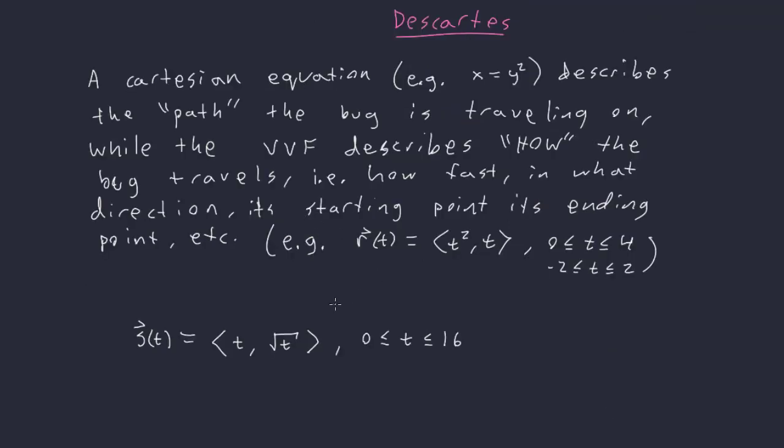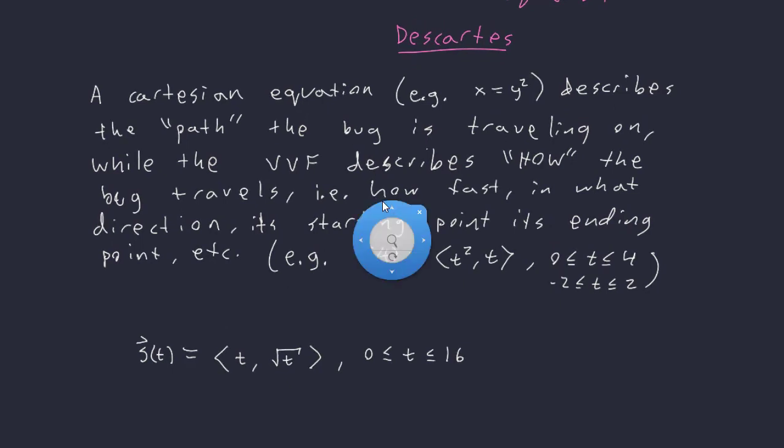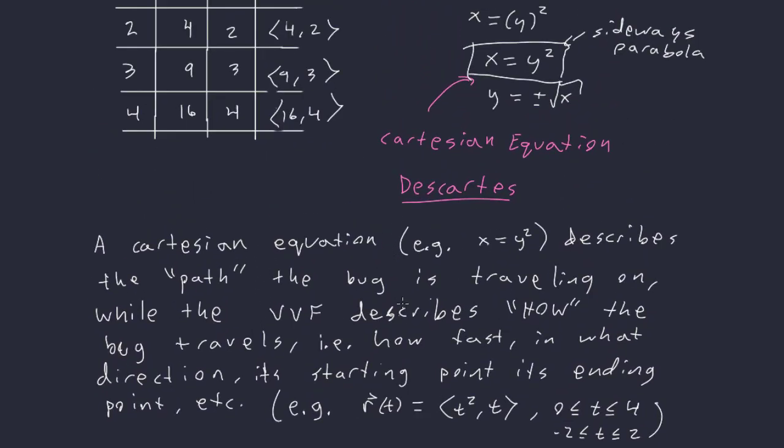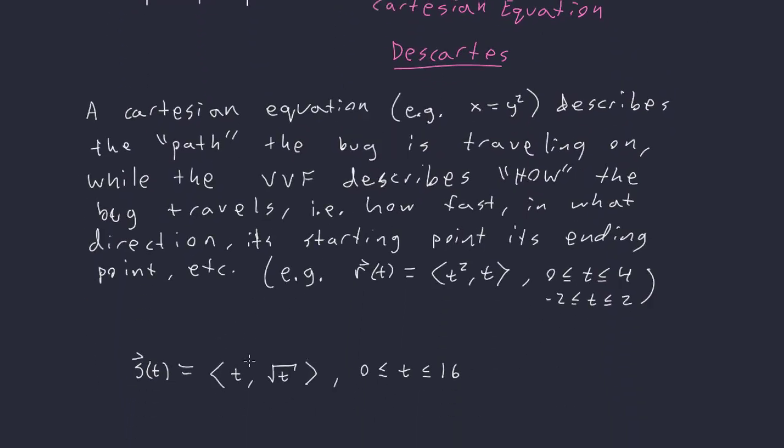All right, so let's take a look at another example, and I'm going to look at s of t equals the vector-valued function t comma square root t, t going from 0 to 16. You may notice here that I actually haven't done much except replace my t's with square root t's. If you don't see that, you probably will in a second when I go to graph this.